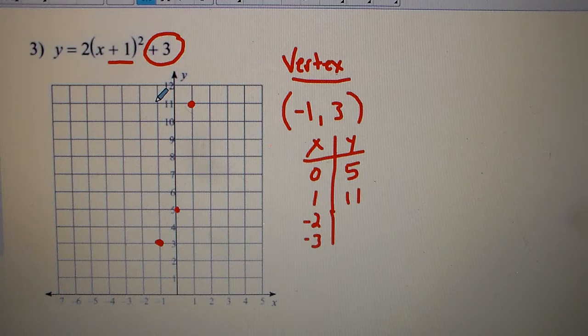Then we've got to put in negative 2. So negative 2 plus 1 gets us negative 1. Negative 1 squared is 1. 1 times 2 is 2. 2 plus 3 is 5. So negative 2, 5. And then we're going to plug in negative 3. Negative 3 plus 1 is negative 2. Negative 2 squared is 4. 4 times 2 gets you 8. 8 plus 3 is 11. So you have negative 3, 11.